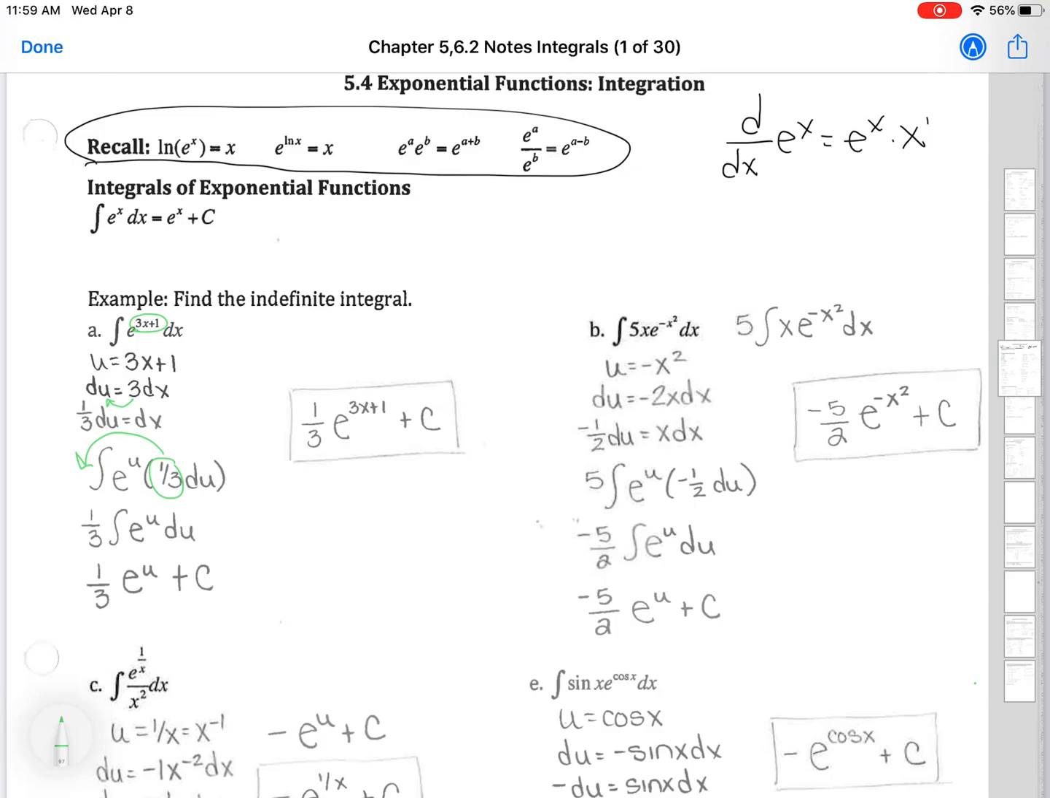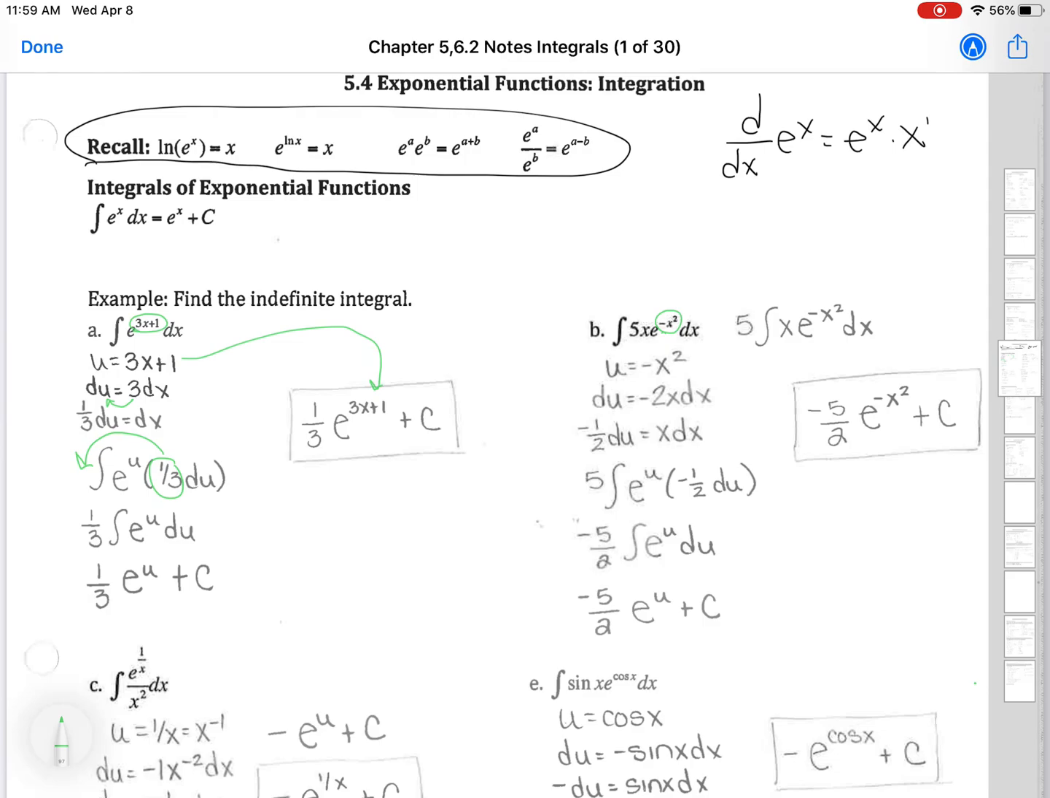The 1/3 can now be kicked out in front. And when we take the integral of e to the u du, well, the integral of e to the u is like the integral of e to the x. It's just 1/3 e to the u plus c. And then your last step would just be to sub back in what your initial u value would be. Again, make sure with the indefinites you still have the plus c on there.